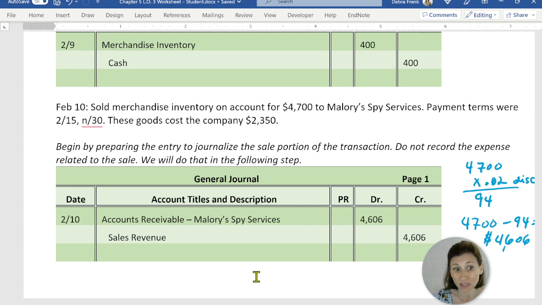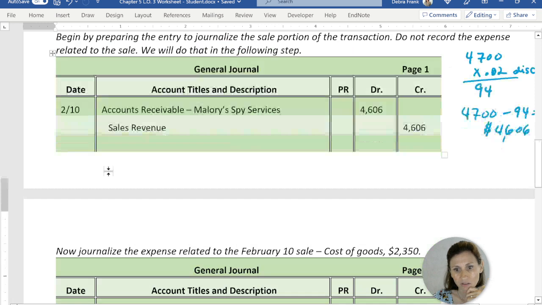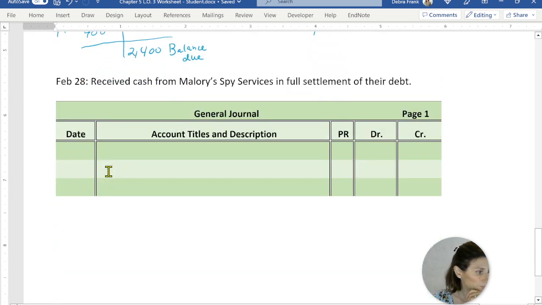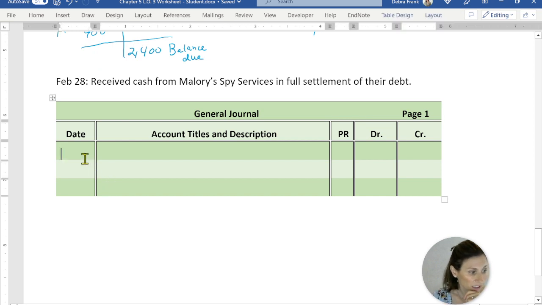And so how are we going to reflect that? Because we already recorded our receivable and our sales revenue by the 4,606. That's okay. We'll have another form of revenue that we'll get to record for this difference, for that $94 that wasn't taken as a discount because Mallory Spice Services paid past that 15 days mark for that discount. So don't worry, we're going to get to that. So we'll have a discount that Mallory forfeited. And so let's go ahead and get started here.